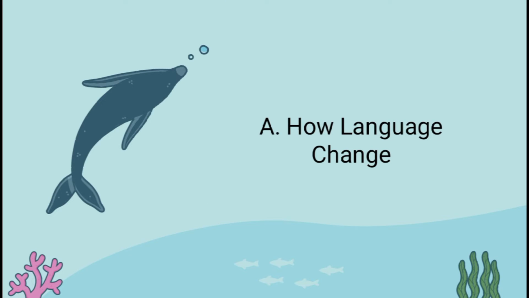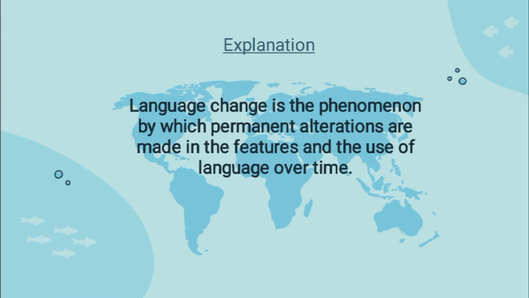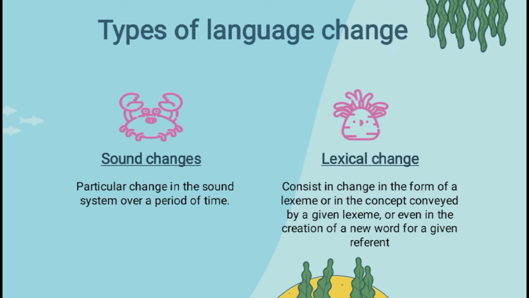How does language change? So the explanation of language change is the phenomenon by which permanent alterations are made in the features and the use of language over time. There are four types of language change. First, sound change. Sound change is particular change in the sound system over a period of time.